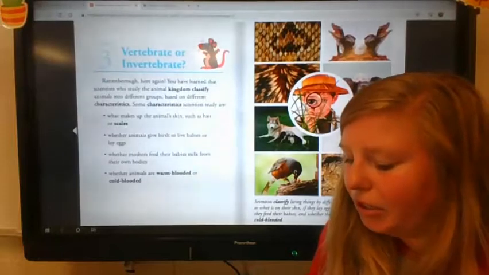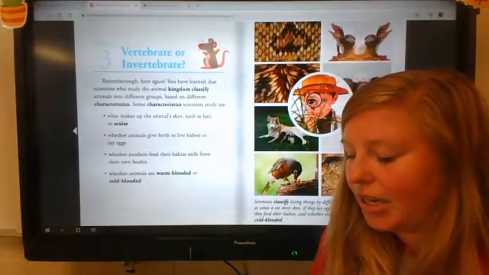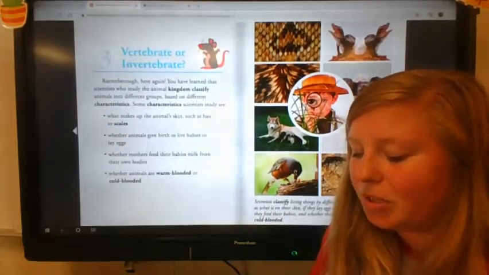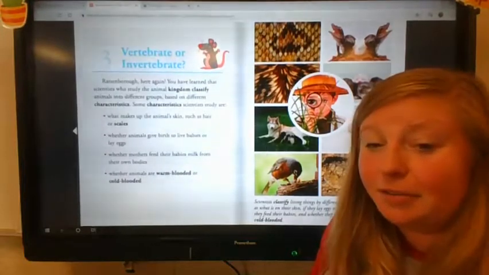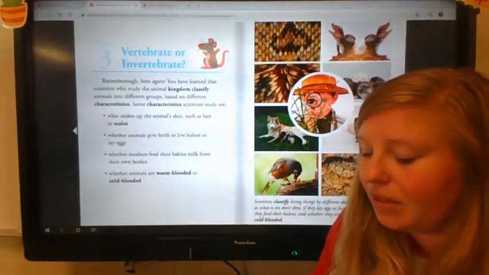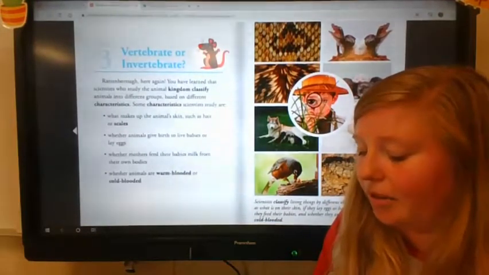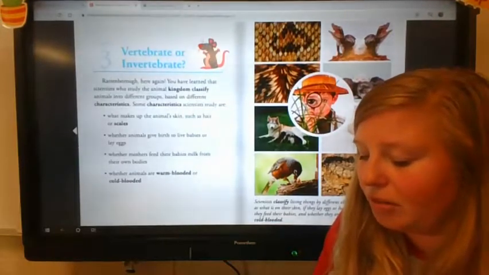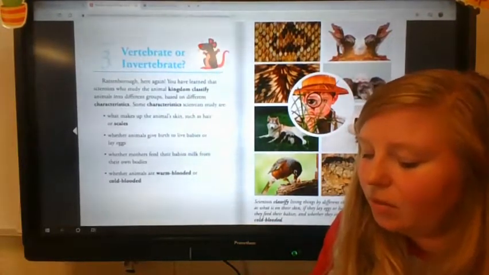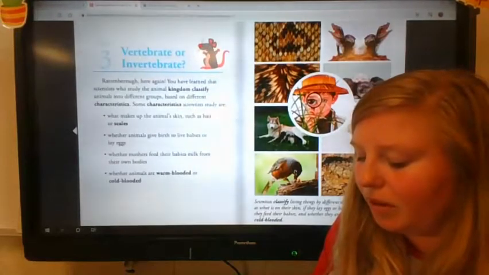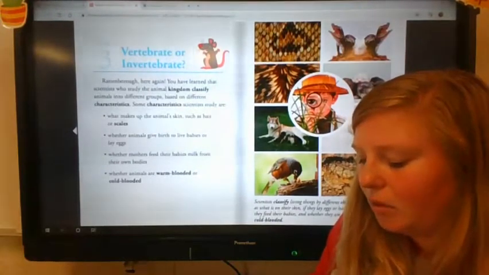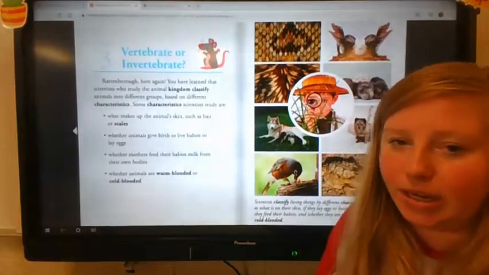Rattenborough here again. You have learned that scientists who study the animal kingdom classify animals into different groups based on different characteristics. Some characteristics scientists study are what makes up the animal's skin, such as hair or scales, whether animals give birth to live babies or lay eggs, whether mothers feed their babies milk from their own bodies, or whether animals are warm-blooded or cold-blooded.